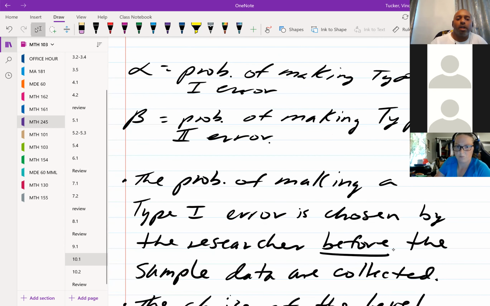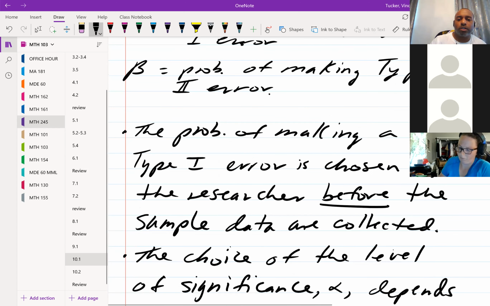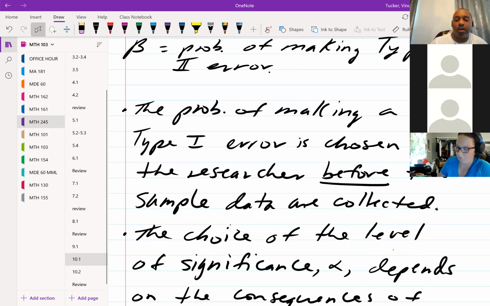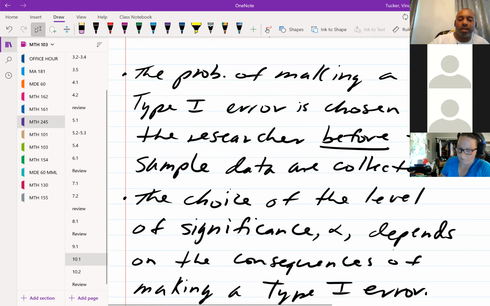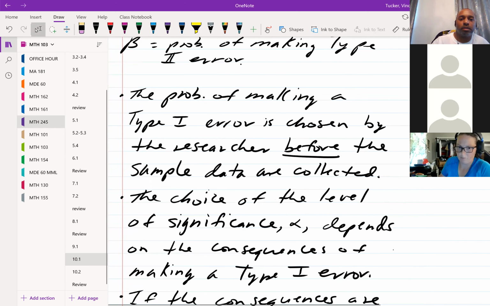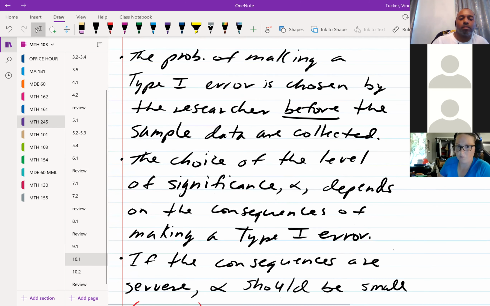The probability of making a type 1 error is chosen by the researcher before the sample data are collected. So in our problems, they're going to give us that probability, so it's nothing for us to do. But if you were doing this from scratch, you would choose the type 1 error probability. The choice of the level of significance alpha depends on the consequences of making a type 1 error. I'll give you a chance to write it before I keep going.